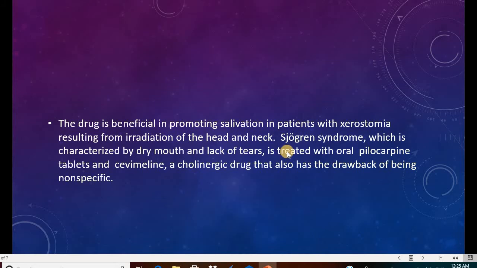Xerostomia is a condition in which less saliva is produced and there is a lack of tears. So it causes a dry mouth and lack of tears. This condition is known as Sjogren syndrome and xerostomia. So you can use this drug to promote salivation and tears.